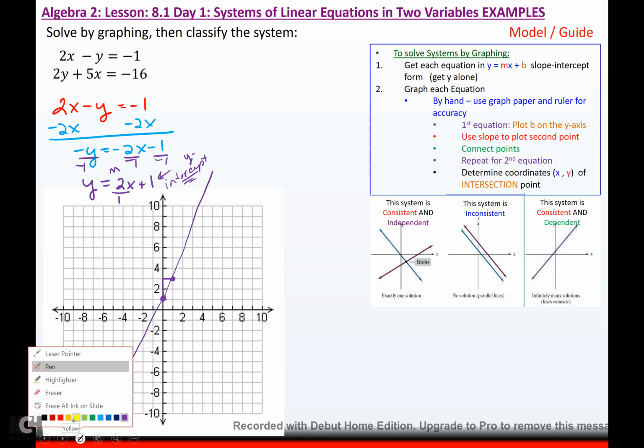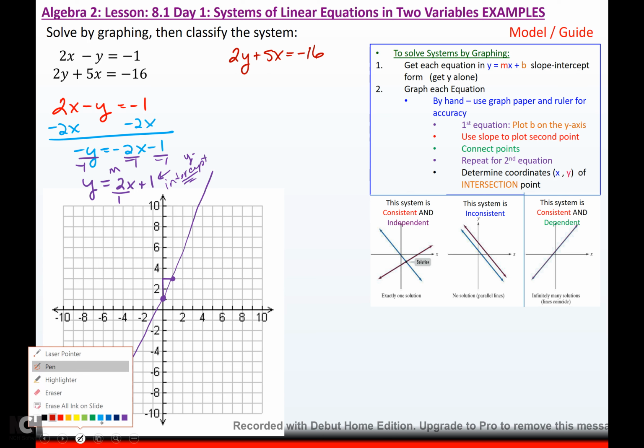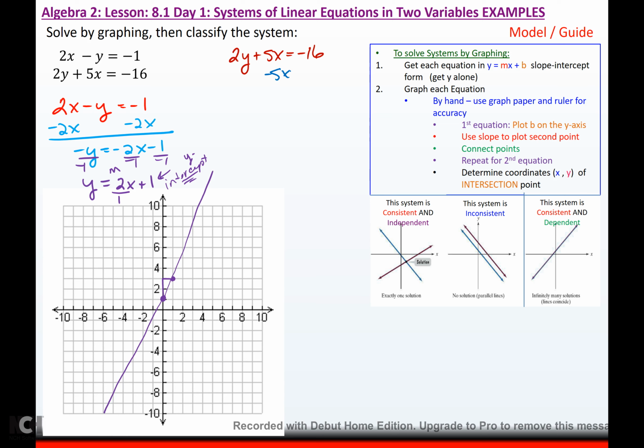All right, to graph my second line, 2y plus 5x equals negative 16. To get y alone, I'm going to minus 5x, minus 5x. I get 2y equals negative 5x minus 16. Divide by 2. And I get y equals negative 5 over 2 x minus 8. Don't forget your x.